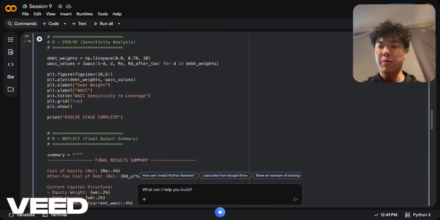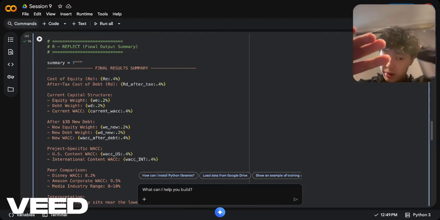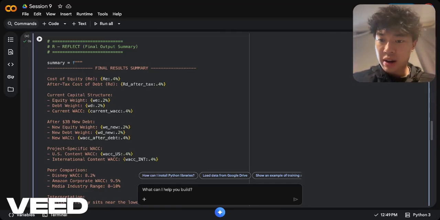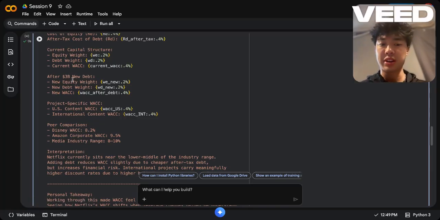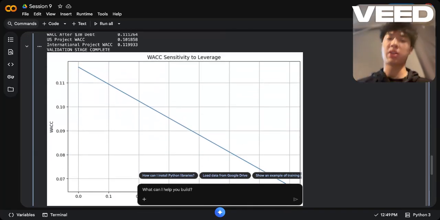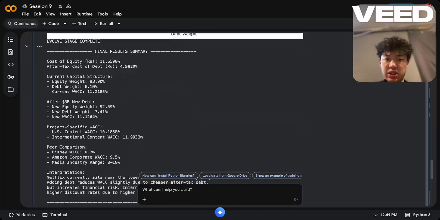Finally, I wrapped it up with R, reflect. This is where the code prints out a full summary, so I walk through the results here. The cost of equity comes out to around 11.65%, which reflects the high beta. The after-tax cost of debt was 4.58%. The current capital structure is basically 94% equity and 6% debt, which is extremely equity heavy. And the current WACC is 11.22%.